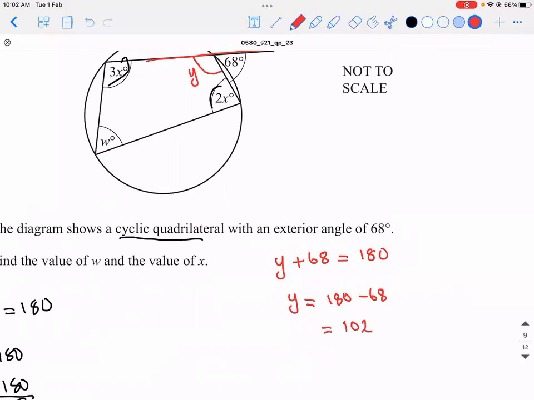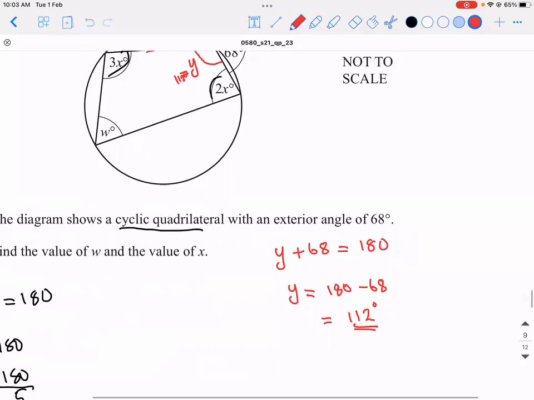Is it 102 or 112? I think it is 112. 112, because 112 plus 8 is 120, and 120 plus 60 is 180. Yes, 112 degrees. So what is the reason for calculating y?